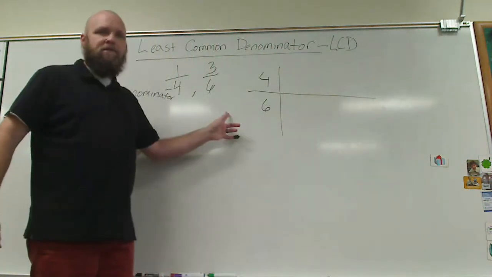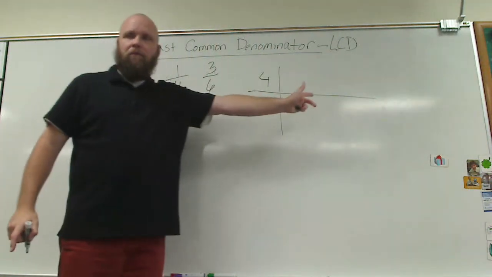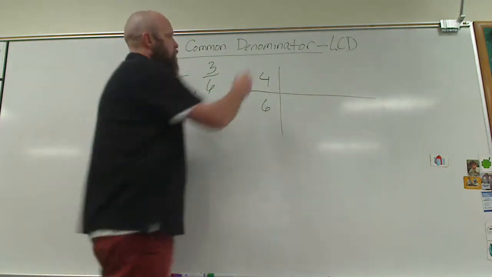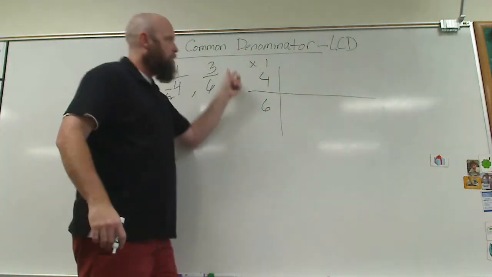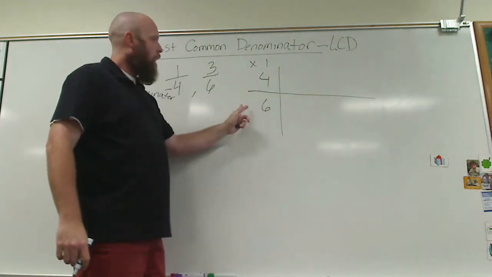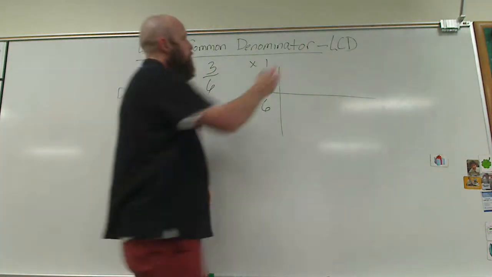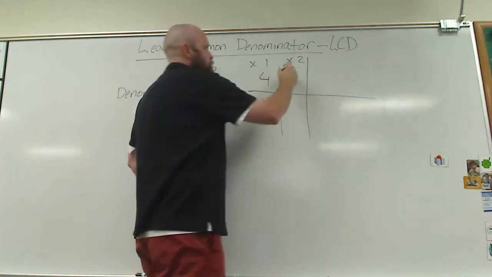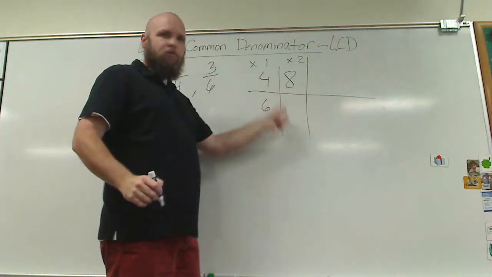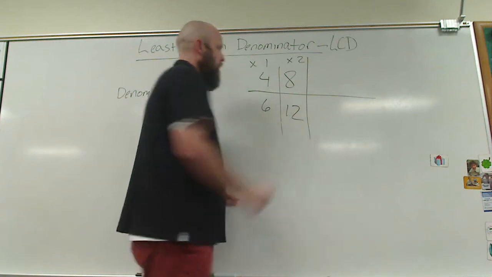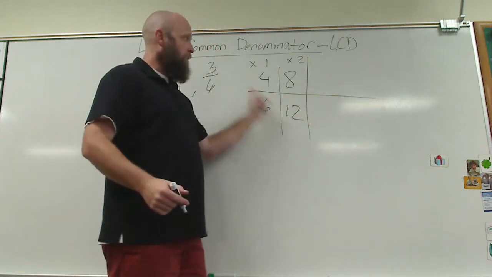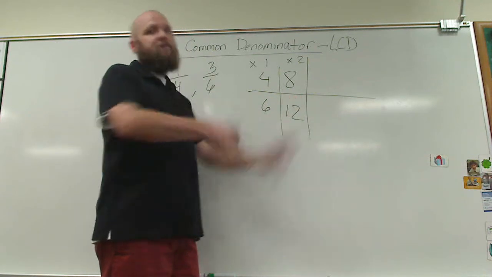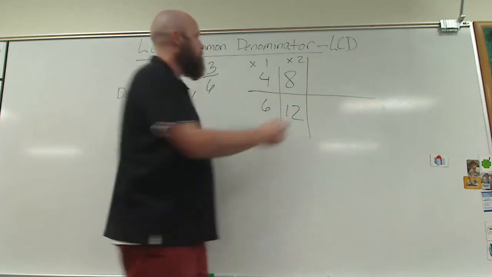So let's take our two denominators, which, as I said, are 4 and 6. I can just take a multiplication chart and make one of just these numbers. If I go times 1, obviously 4 times 1 is 4, and 6 times 1 is 6. If I go times 2, 4 times 2 is 8, and 6 times 2 is 12. Now I don't have anything the same. I have a 4 and an 8 here, I have a 6 and a 12 here. So I must keep going until I find the same number that's in both sections.